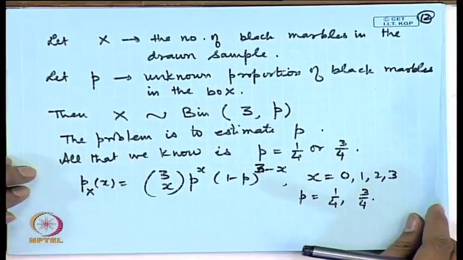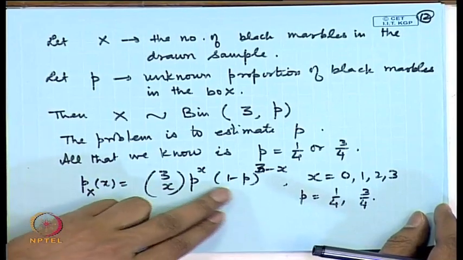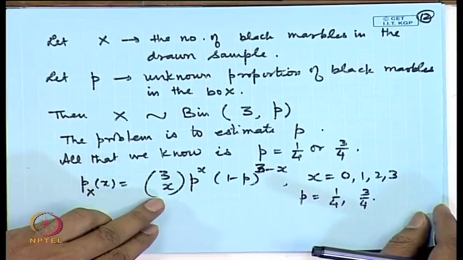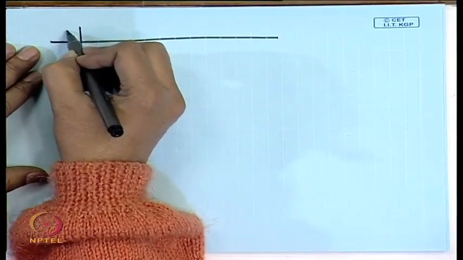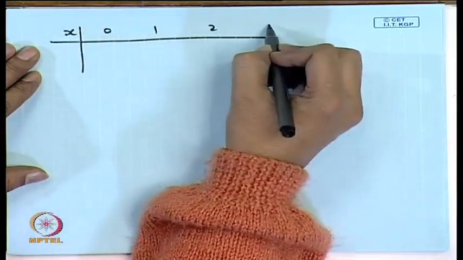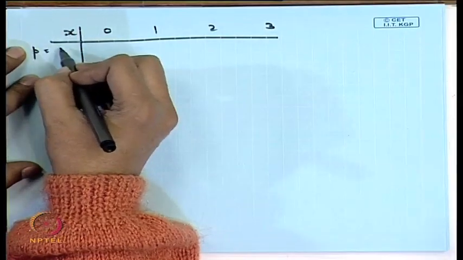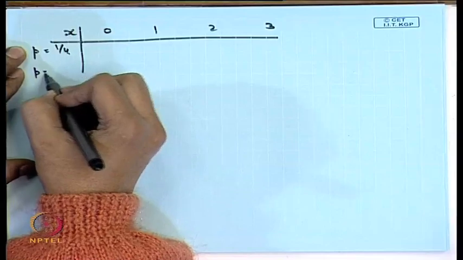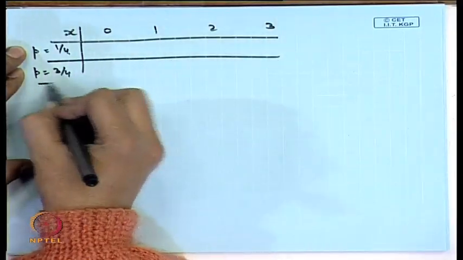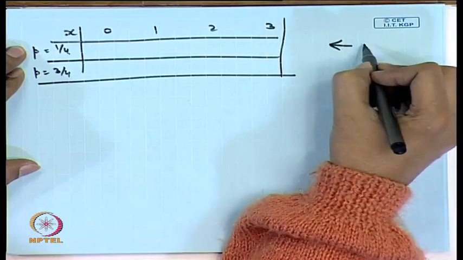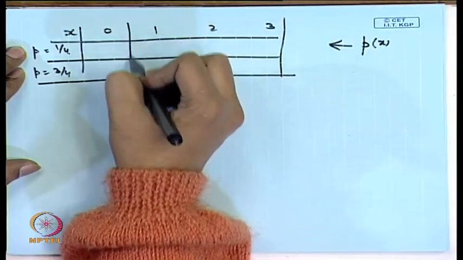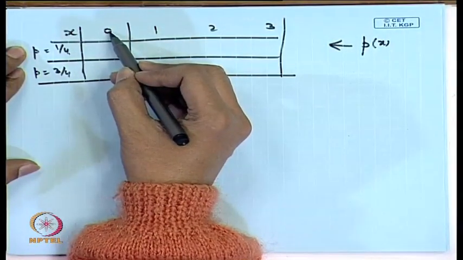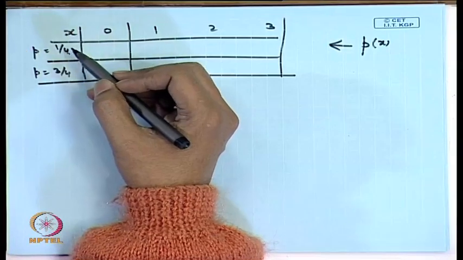Let us write down the probabilities of various possibilities based on this probability mass function. So, let me write it in the form of a table. X can take values 0, 1, 2 and 3, and p can take value 1 by 4 and 3 by 4. On the basis of this, I tabulate in this table the value of p x.